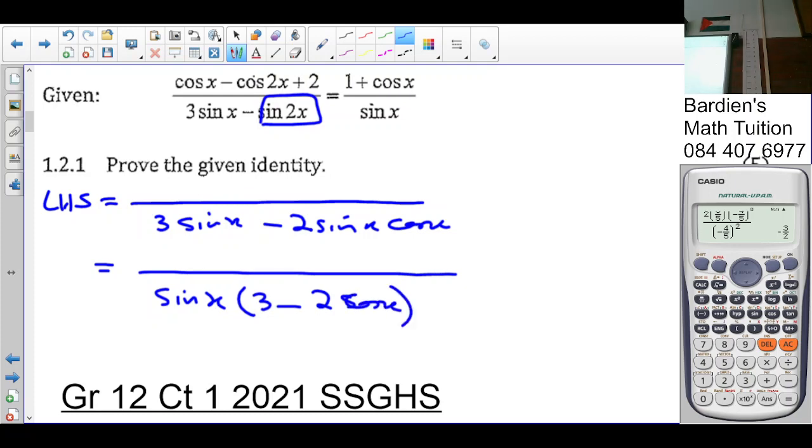But if you look at what we have on this side, it's only sine x. So of course, that needs to cancel. Now we go back here and we see, we're looking on top. What do you notice here?